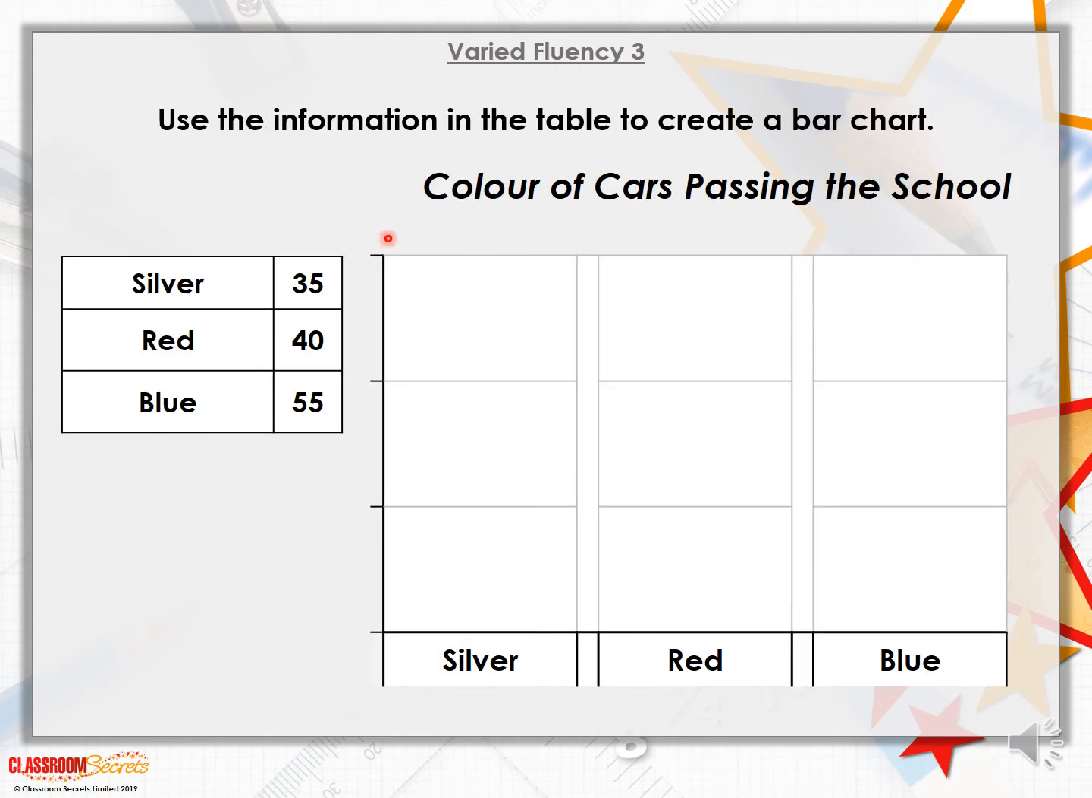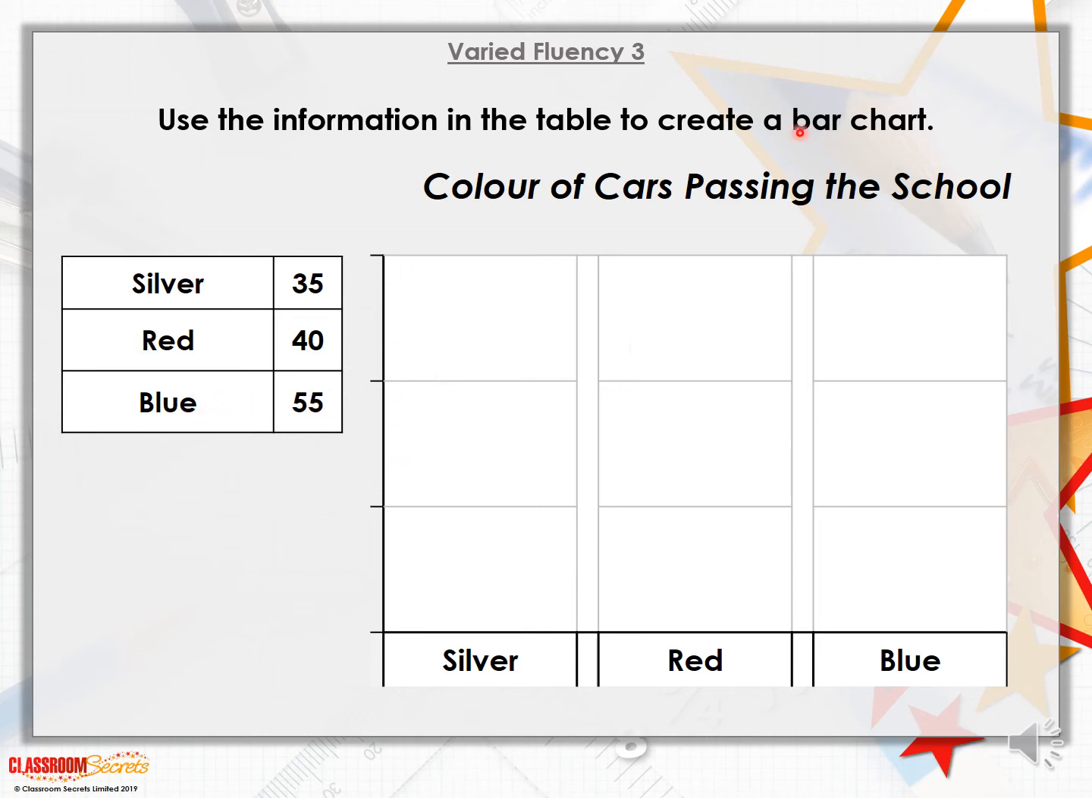So for this question here, it says use the information in the table to create a bar chart. Okay, these charts just look like really big bars basically, hence why it's called a bar chart. We have silver, we have red, and we have blue, which is the same information here. And we've been given some numbers here at the side, 35, 40, and 55. So 35 for silver, 40 for red, and 55 for blue.